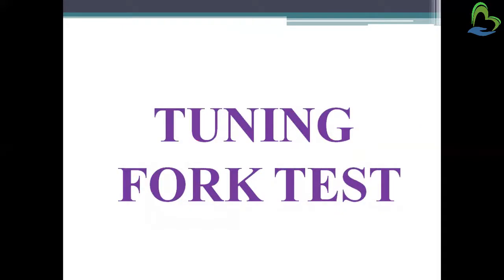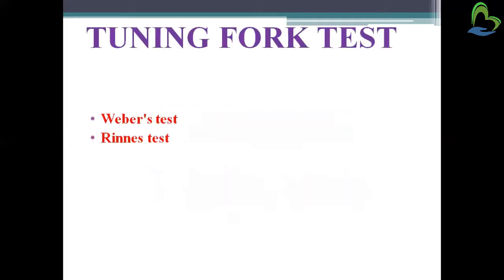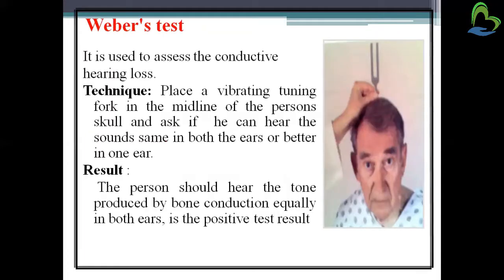Then the next is the tuning fork test. For this, you will need the tuning fork in your instrument tray. There are many tuning fork tests, but we will study Weber's test and Rinne's test. First we will see the Weber's test. You can see in the figure, it is used to assess conductive hearing loss. And what is the technique of that?